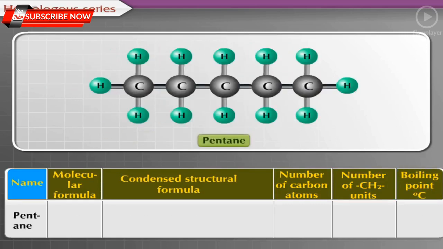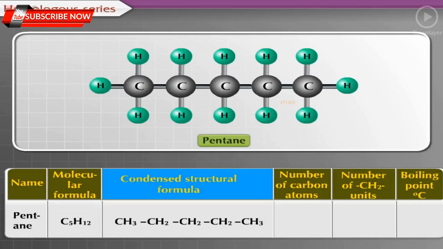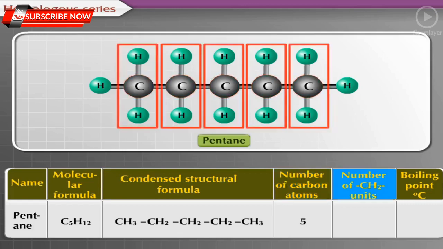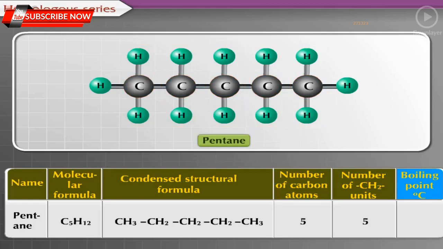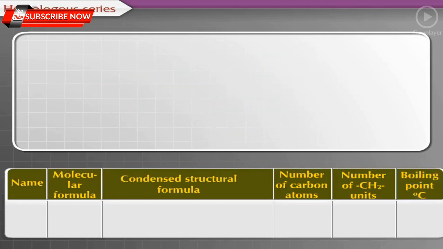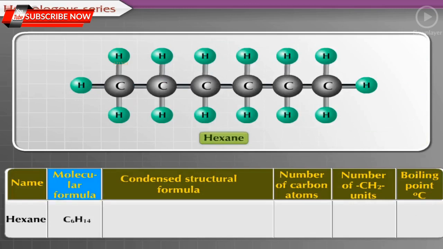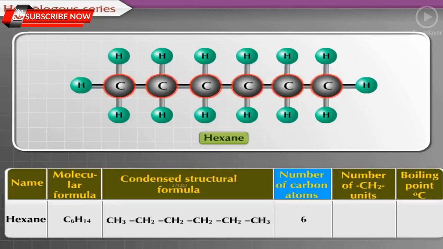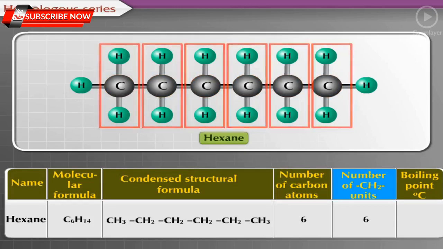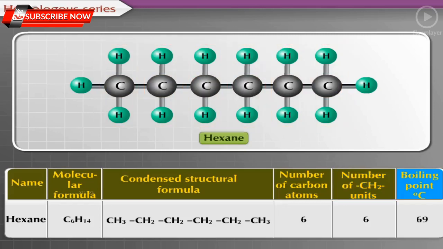The next compound is pentane. Molecular formula C5H12. Its condensed structural formula is CH3CH2CH2CH2CH3. The number of carbon atoms is 5. The number of CH2 units is 5 and its boiling point is 36 degrees Celsius. Hexane. Molecular formula C6H14. Its condensed structural formula is CH3, CH2, CH2, CH2, CH2, CH3. The number of carbon atoms is 6. The number of CH2 units is 6 and its boiling point is 69 degrees Celsius.